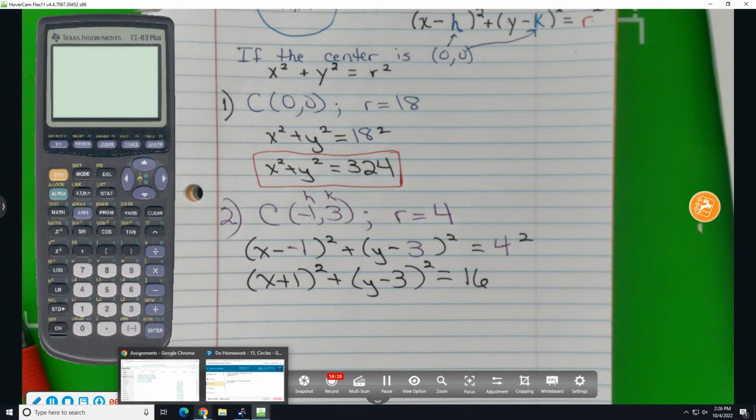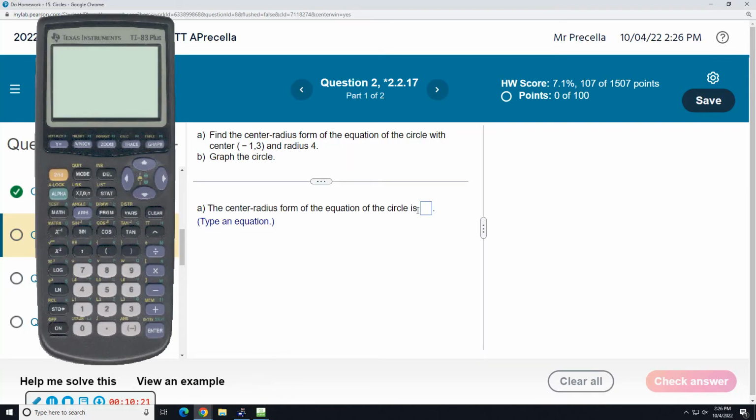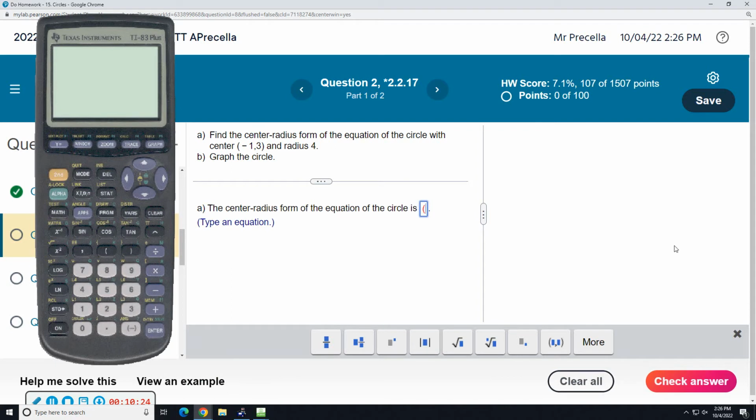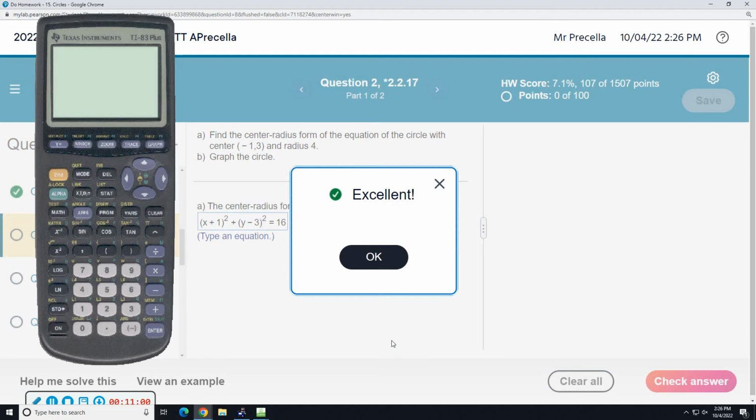So we'll go type in that answer. X plus 1, oh wait, parentheses. X plus 1, close parentheses, hit the exponent key, square. And notice now you have to get out of that exponent before you type that plus. So do the little right arrow or click with your mouse. Plus, parentheses, y minus 3, close parentheses, exponent, square, right arrow. What was it? Equals 16? Yes. Mm-hmm. Any questions there?